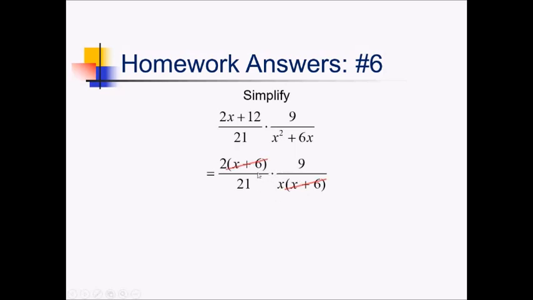Next, it looks like the 21 and the 9 can get reduced. So if we divide both of those by 3, we've got a 3 up here, and 21 is going to turn into a 7 down there. Multiplying the leftovers, we have a 2 times 3 for the numerator, so that's 6. In the denominator, we still have a 7 times x, so that's 7x. So 6 over 7x.